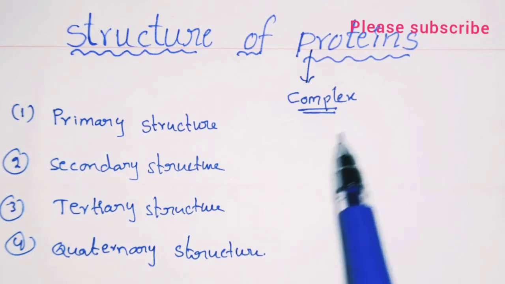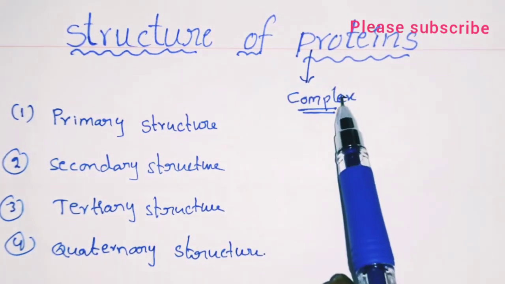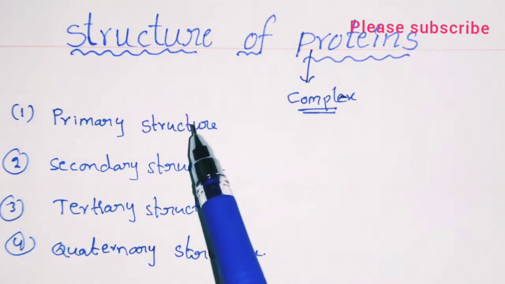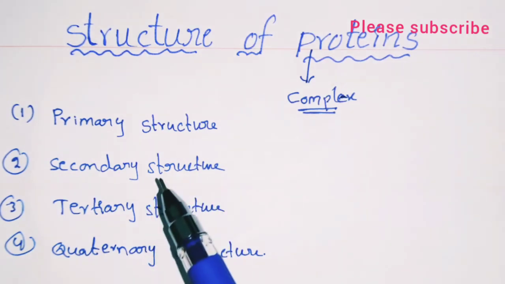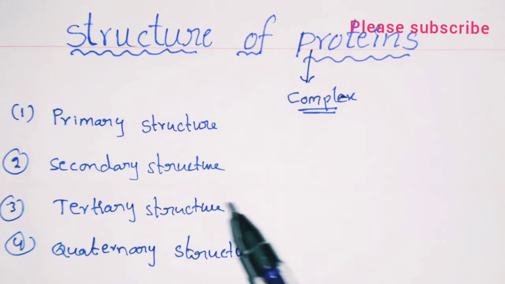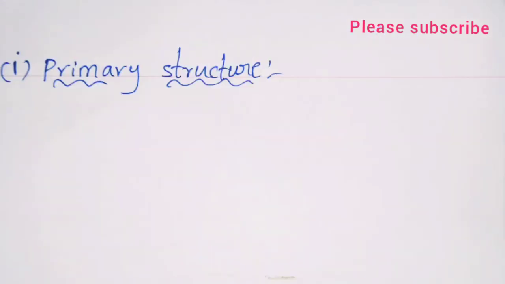Okay, if you are seeing the protein structure, it is complex. That's why the structure of the proteins we are studying at 4 different levels. First we are starting from the easiest level and we are going to the difficult level. Now I will explain the structure of the proteins. We are starting from the primary level. In this one, the first one is primary structure.